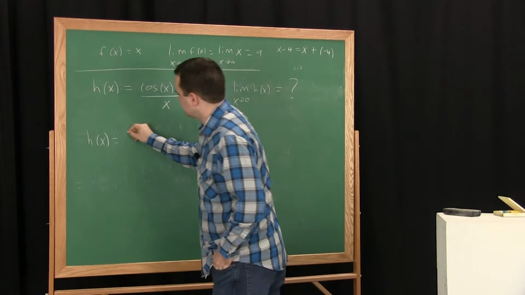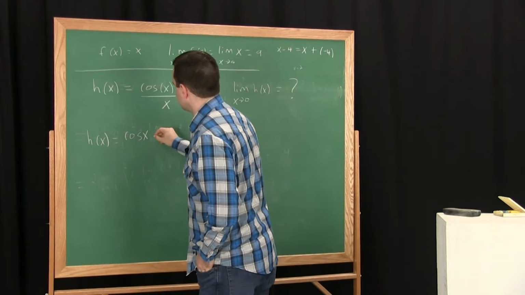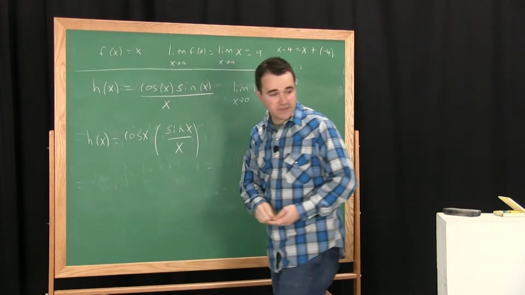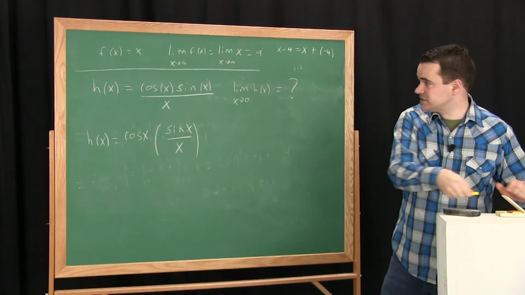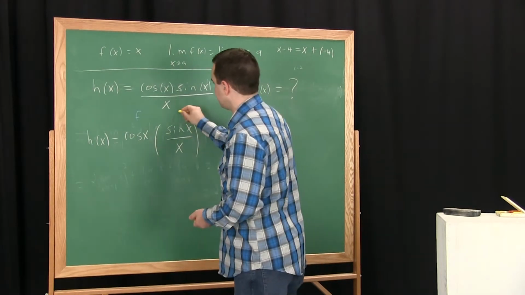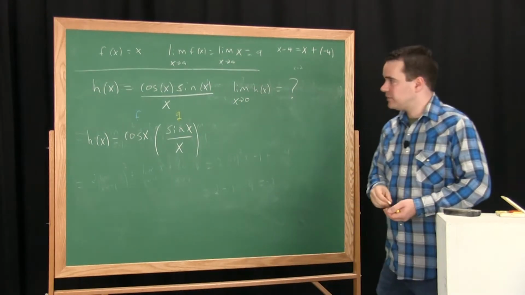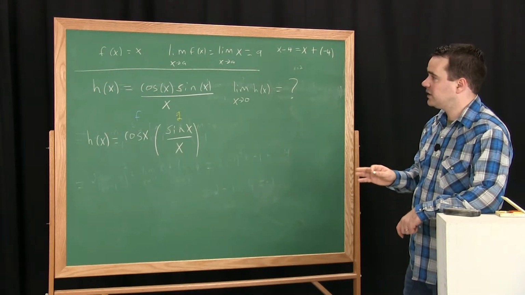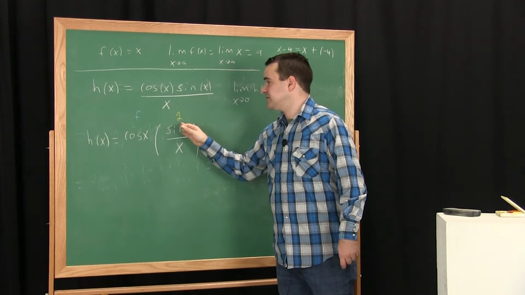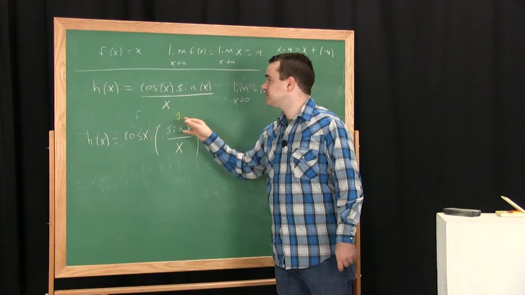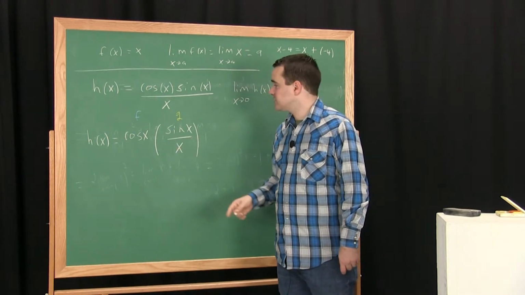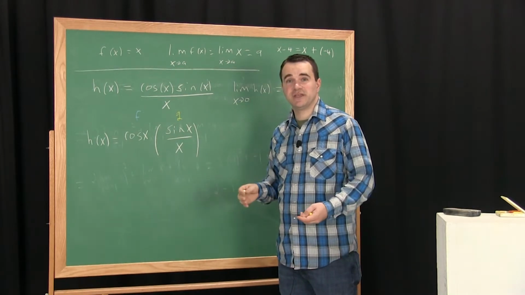I want to rewrite this as cosine of x times sine of x over x. So I'm going to have two functions now. This is my function f. This is my function g. And that product limit law is going to say that the limit of h, the limit of f times g, is equal to limit of f times limit of g if you know that both these limits exist. And so the question is, does this limit exist? And the answer is yeah.